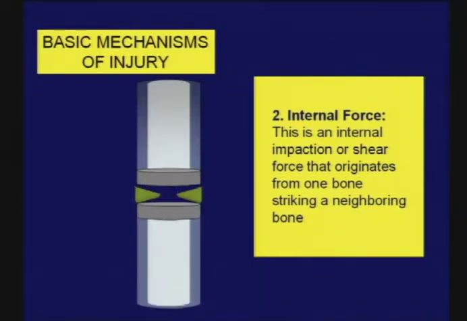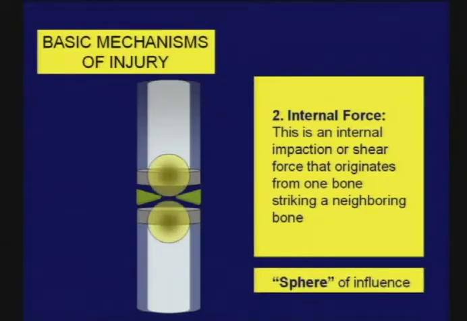The second type of force that may occur during an injury is an internal force, with one bone striking the neighbor. In the knee, the typical scenario is the femur and tibia colliding. But there are other possibilities. If you take a lateral patellar dislocation, it is the patella and femur that are colliding. But most of the time, it is the femur and tibia that collide.